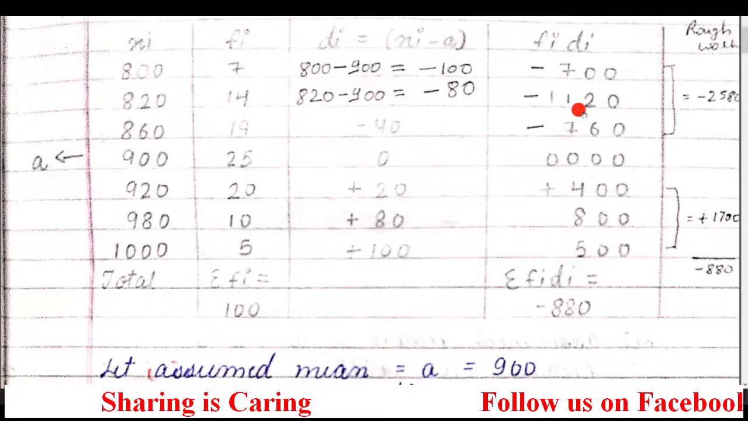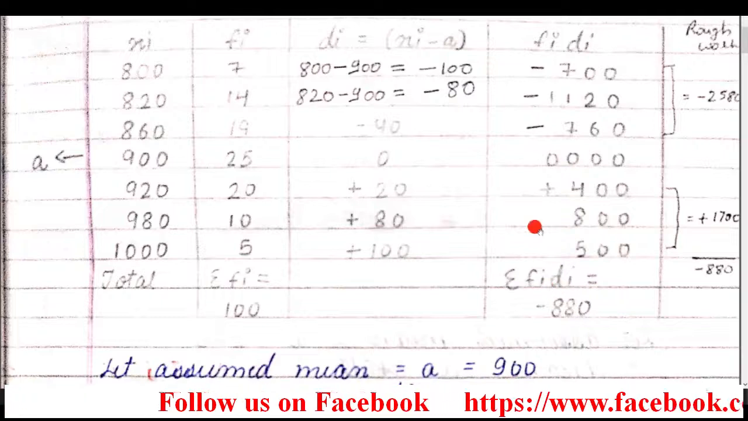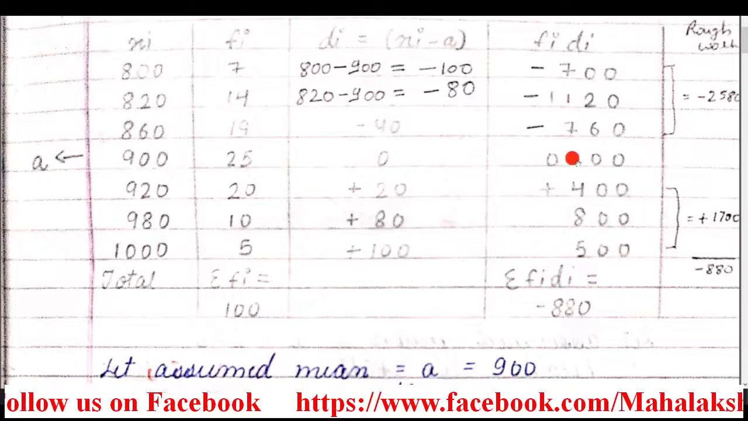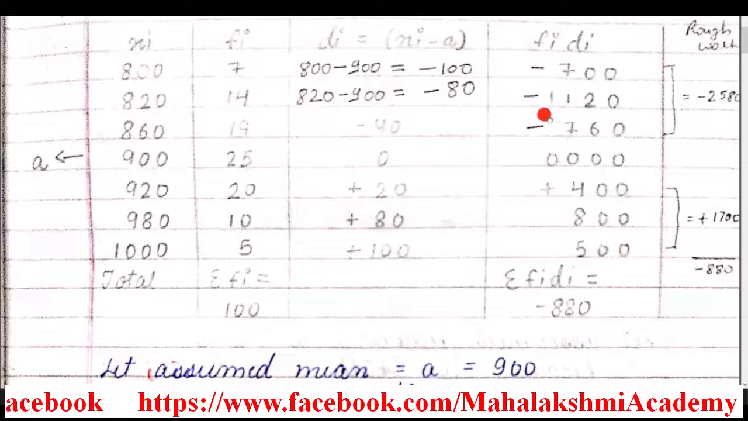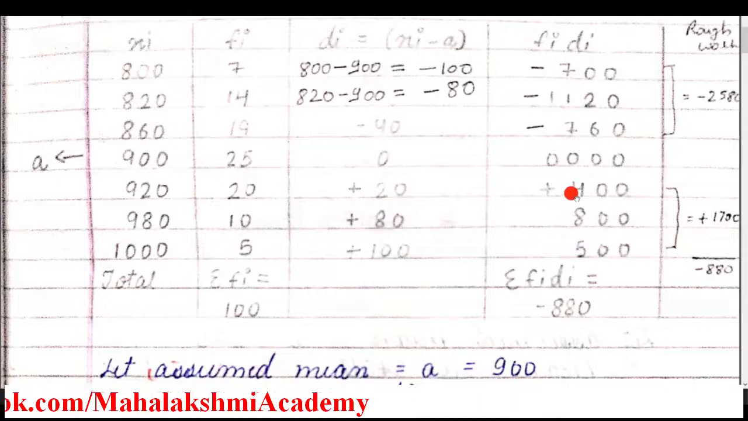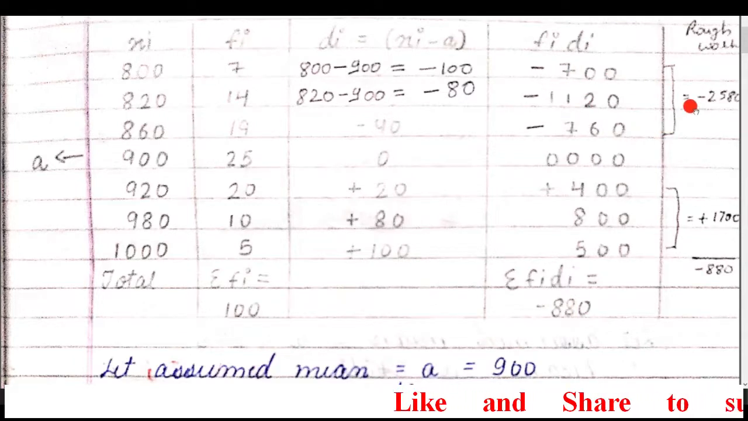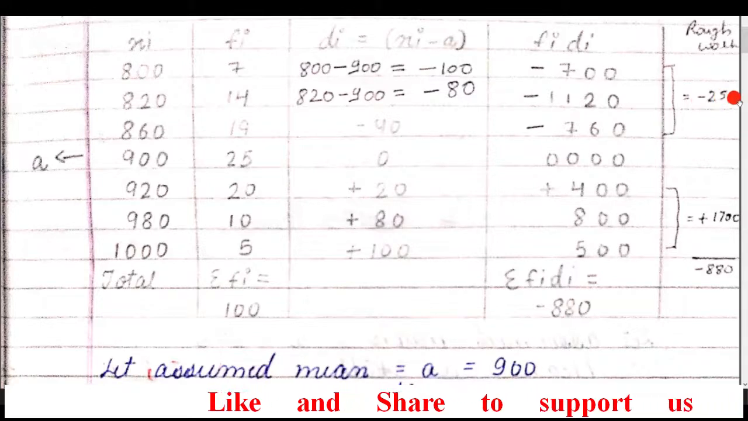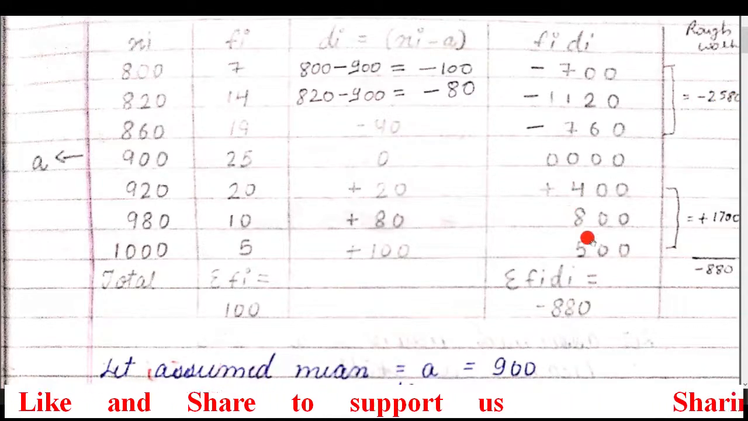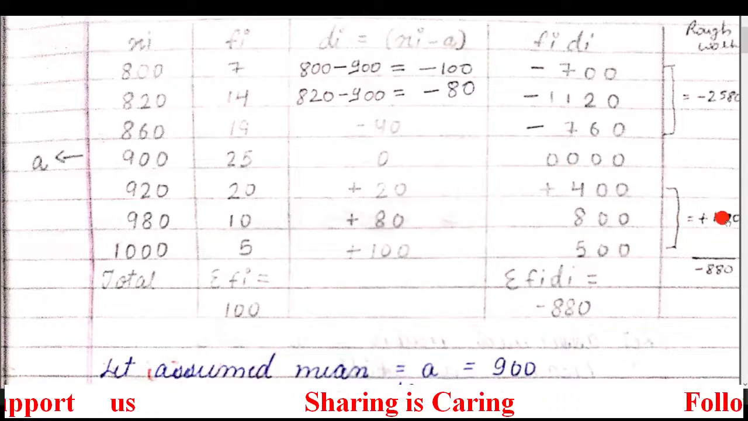Again I am repeating how you have to find sigma fi di. Sigma means summation. You have to add all these digits. But there is a problem. These three terms are negative and these three terms are positive. So together you can't process it. First add all the negative terms together and write down the answer somewhere inside. So when you add these three terms together, the answer is going to be minus 2580. And when you add these three terms together, the answer will be plus 1700.